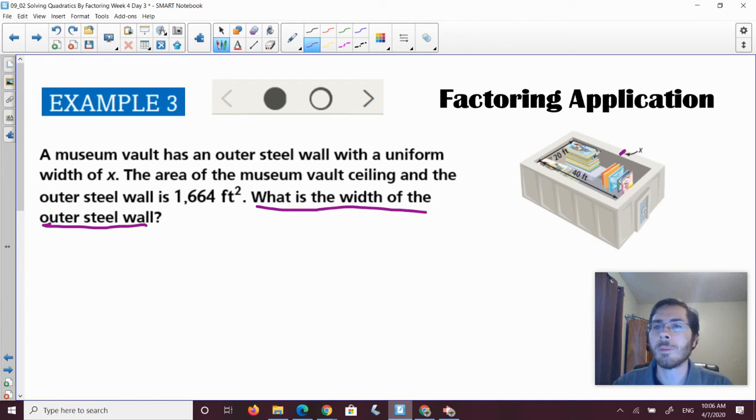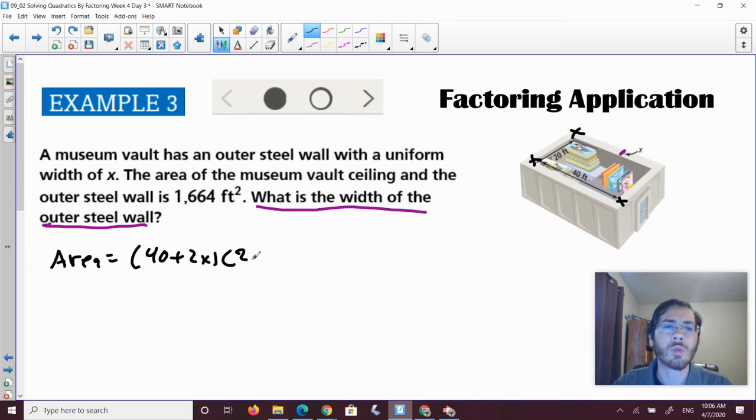So we're going to set it up. It looks like it's an area problem. So if we look at the length, we've got 40, but we also have an x and another x. So the area is going to be 40 plus 2x times, well, if we go this way, we got 20, but we have an x on this side and an x on this side. So 20 plus 2x.